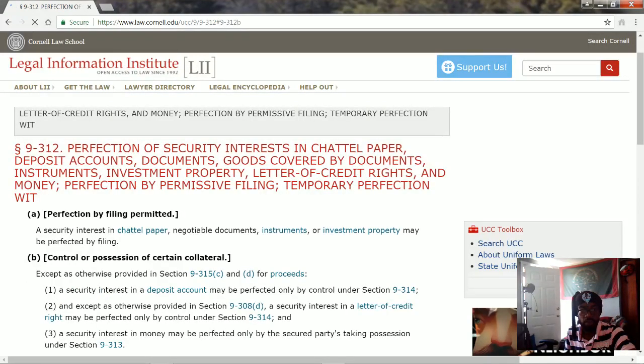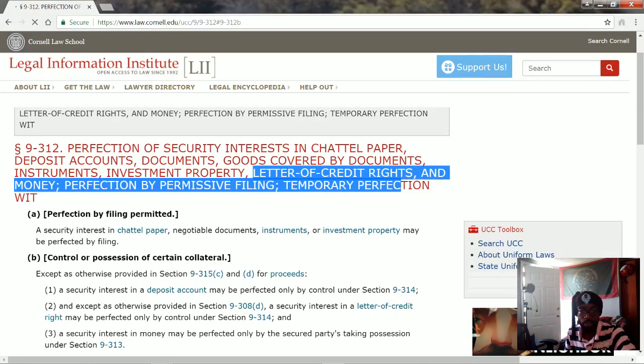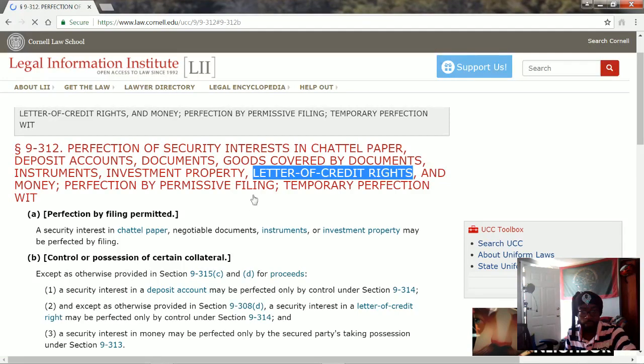9-312 is dealing with perfection of security interest in chattel paper, deposit accounts, documents, goods covered by documents, instruments, investment property, letter of credit rights, and money. Perfection by permissive filing, temporary perfection. I will tell you this, though, I'm going to have to come back to this chapter and read this. Letter of credit rights.